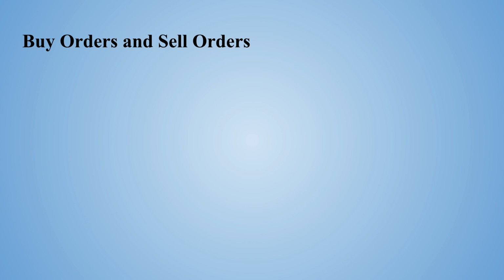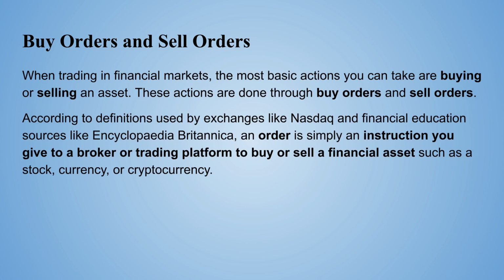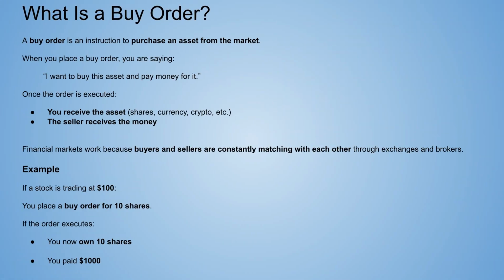The most basic actions in financial markets are buying or selling, executed through buy orders and sell orders. An order is an instruction you give to a broker to buy or sell a financial asset, such as a stock or cryptocurrency. A buy order is an instruction to purchase an asset from the market. When executed, you receive the asset and the seller receives the money.